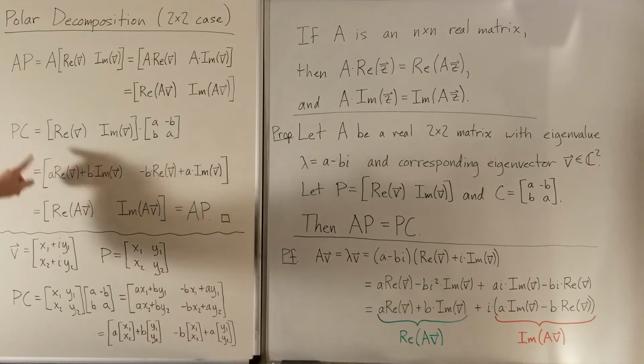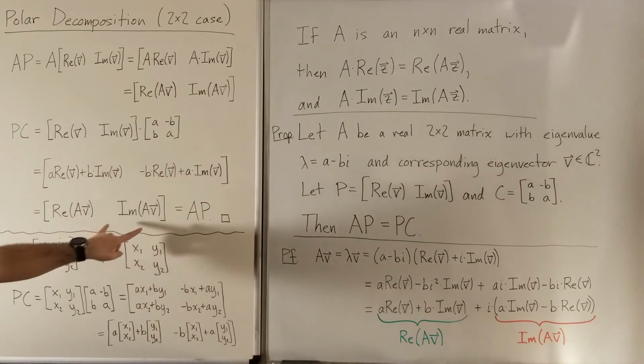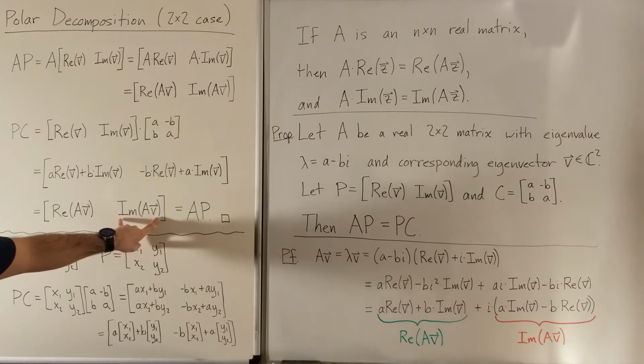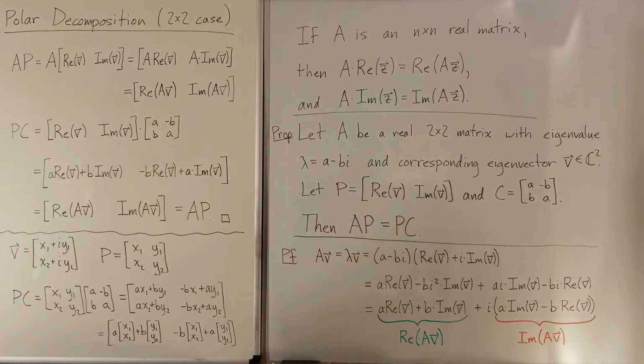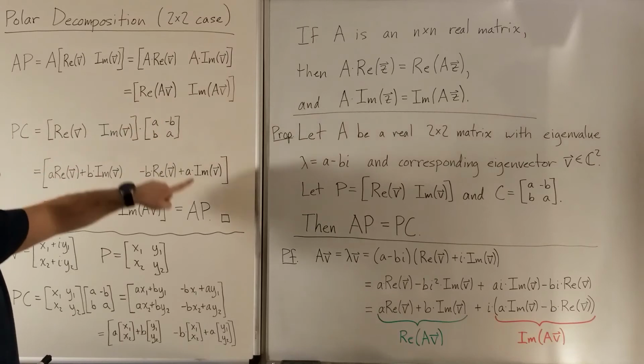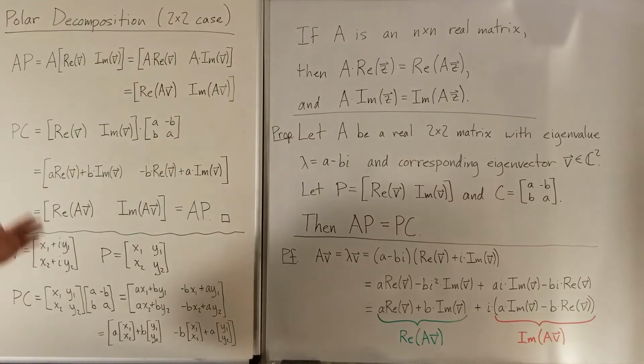Okay, so PC is the real part of Av, and the second column of that is the imaginary part of Av, which is exactly the answer that we got right here, A times P. So PC must be equal to AP. So that's the end of the proof, but I just want to go back.